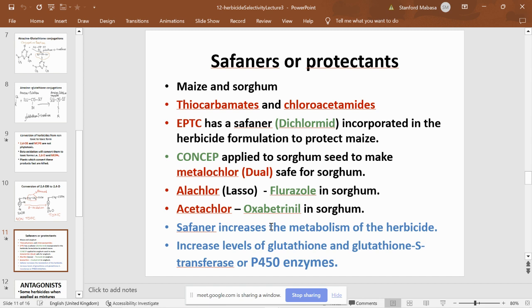So how do the safeners work? Probably they increase the metabolism of the herbicide. For example, they could increase the levels of glutathione and the glutathione S-transferases or cytochrome P450 enzymes, which can facilitate breakdown.